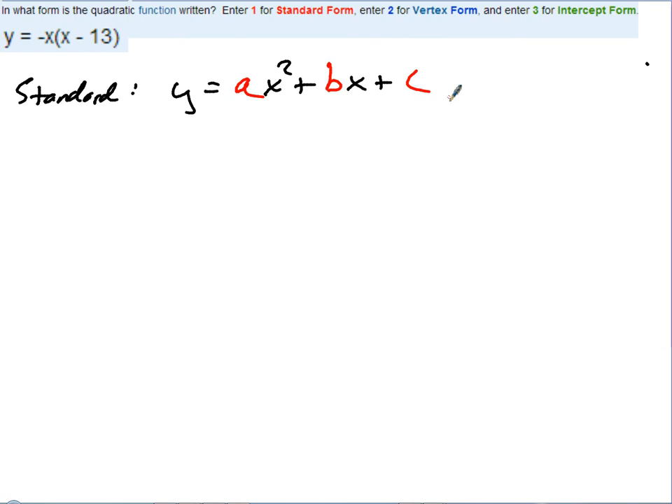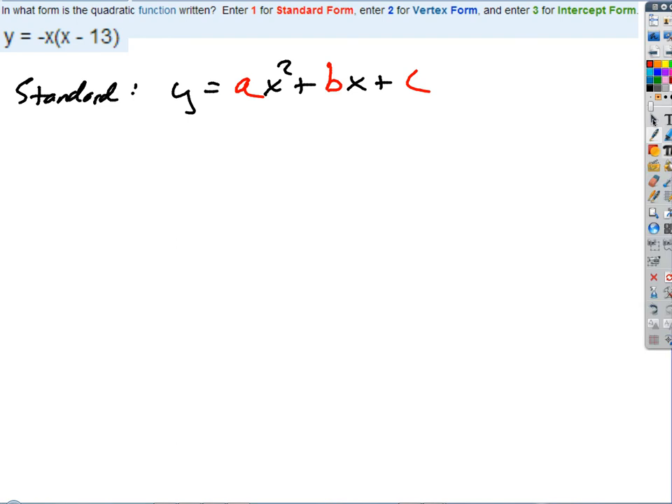And notice now I wrote in red the a, b, and the c to remind you. Those are the three parameters that we have to replace with numbers, right? If we want to write down a function in standard form, we've got to put numbers in for a, b, and c. And we'll look at some ways we can do that with the graphing calculator and without here. Now we had vertex form.